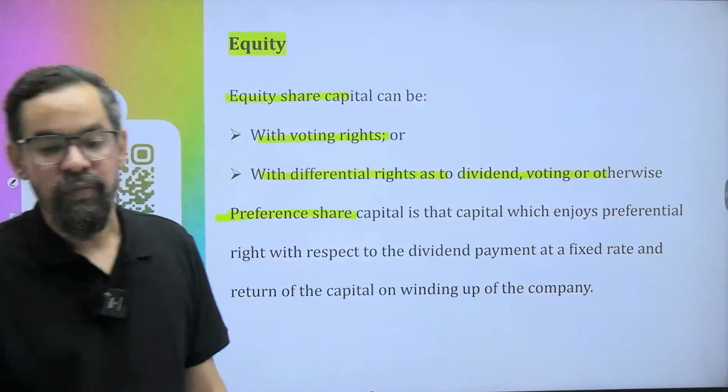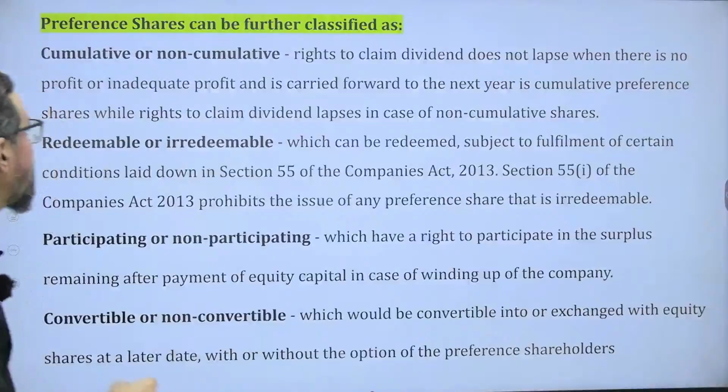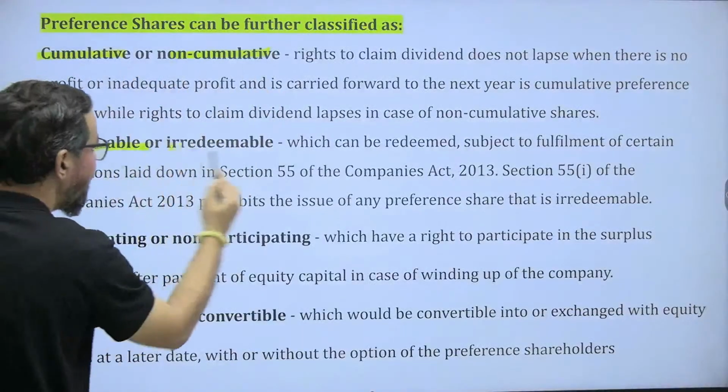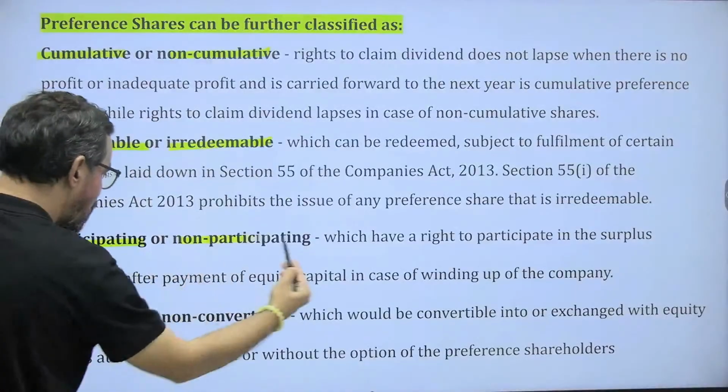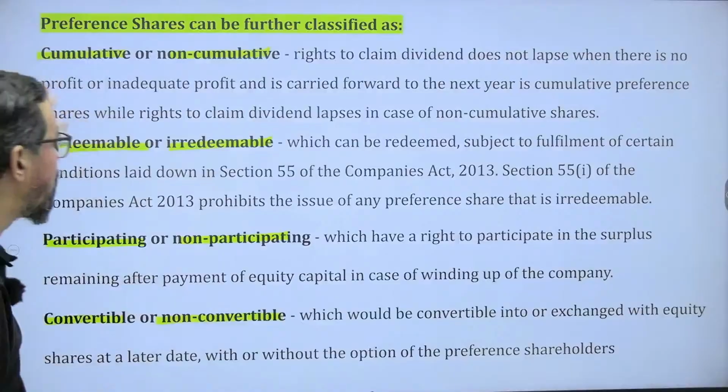Correct, friends? Any doubt on this? So in case of preference shares, we have different types: cumulative, non-cumulative, redeemable, irredeemable, participative, non-participative, and convertible and non-convertible. Okay? Any doubt around these?